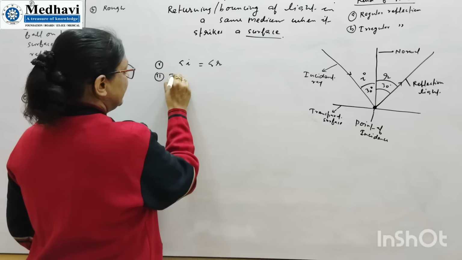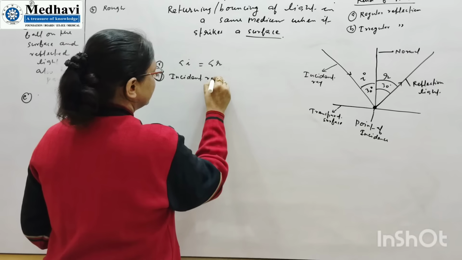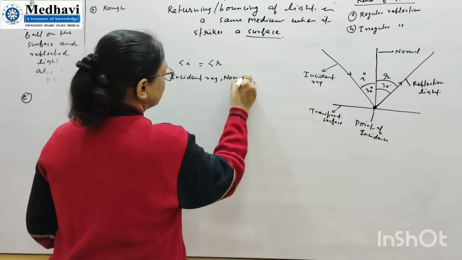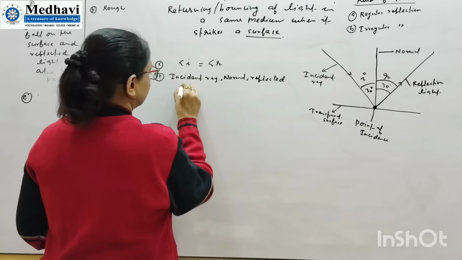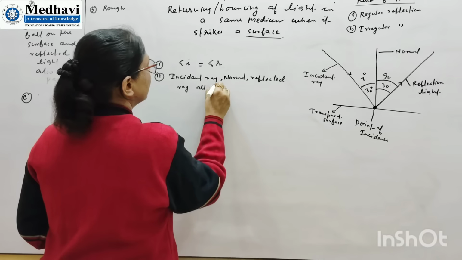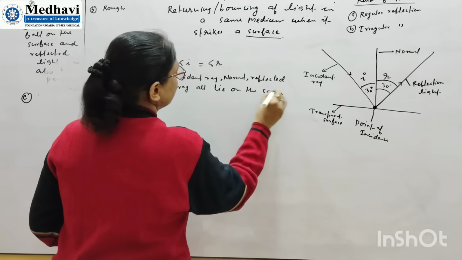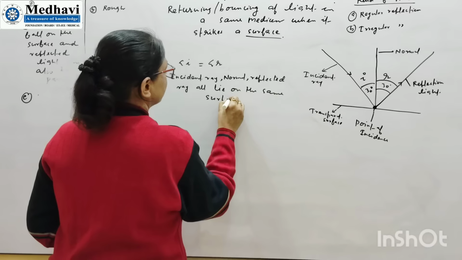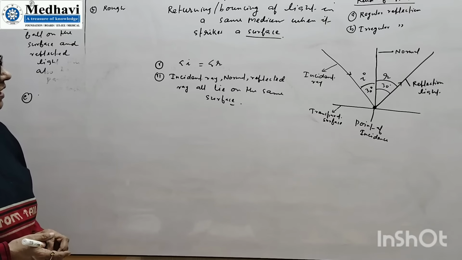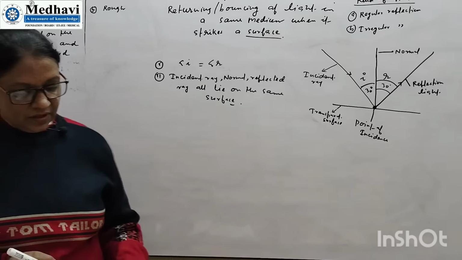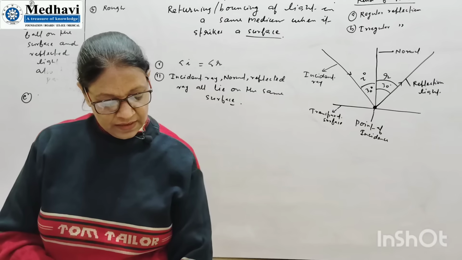Second, the incident ray, normal, and reflected ray all lie in the same plane. Very, very important. So these are the two pieces of information that we have related to the laws of reflection.